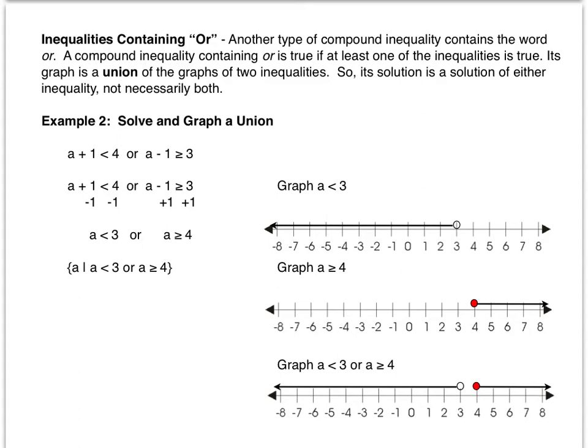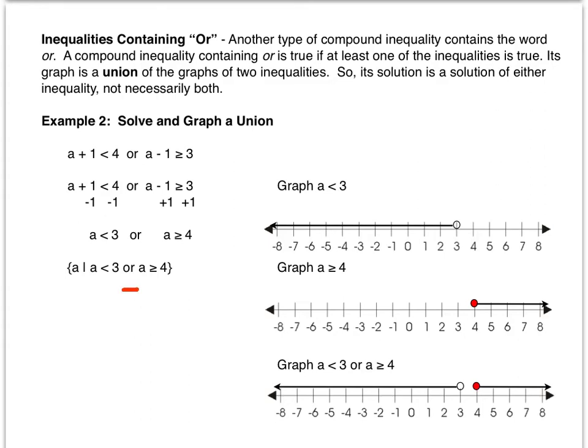A plus 1 is less than 4, or A minus 1 is greater than or equal to 3. For the first inequality, we'll subtract 1 from both sides, and we get A is less than 3. For the second inequality, we'll add 1 to both sides, and we get A is greater than or equal to 4. Once again, we'll write it in set builder notation. This time we'll write it as for all numbers A, such that A is less than 3, or A is greater than or equal to 4. You do need the OR in the answer.